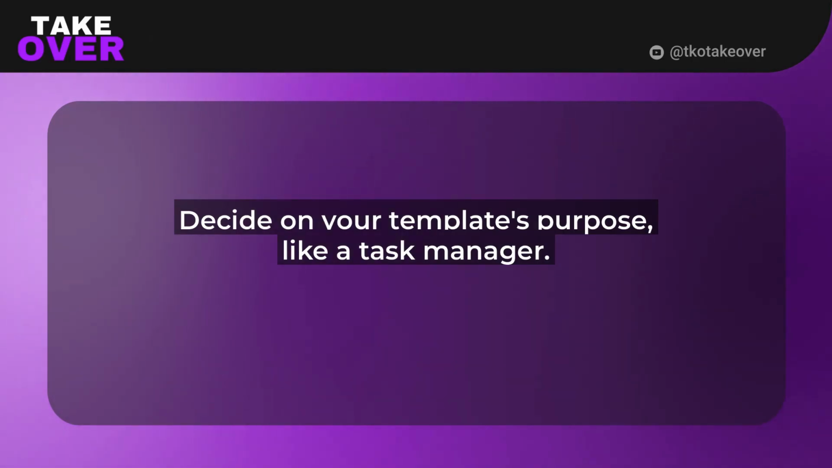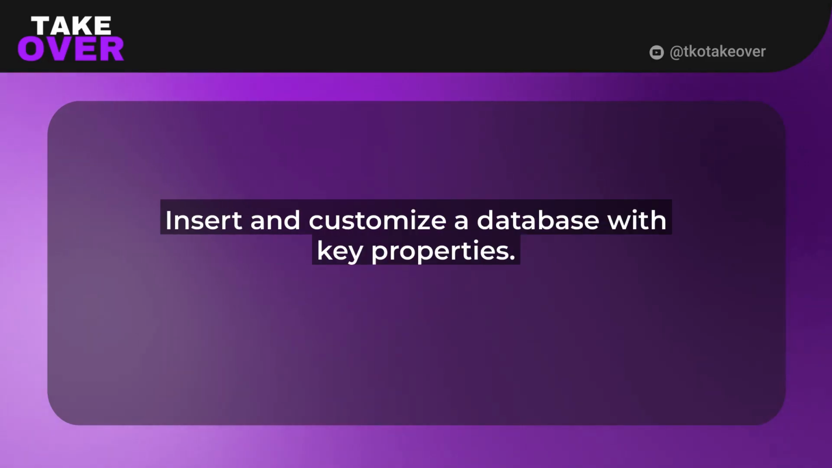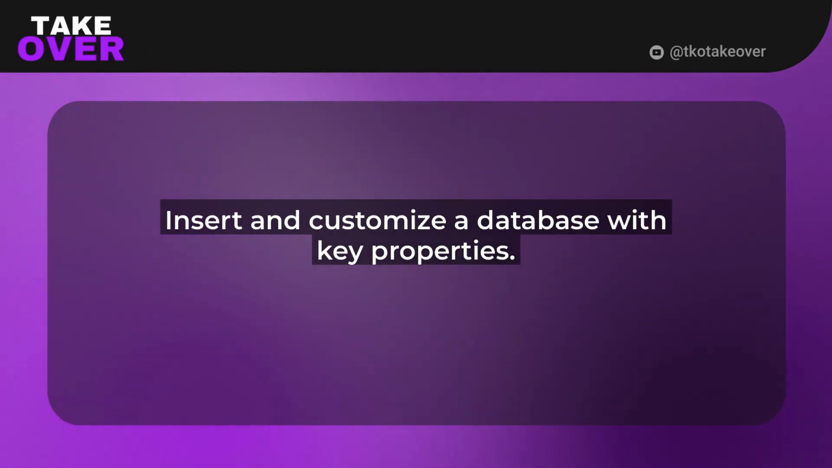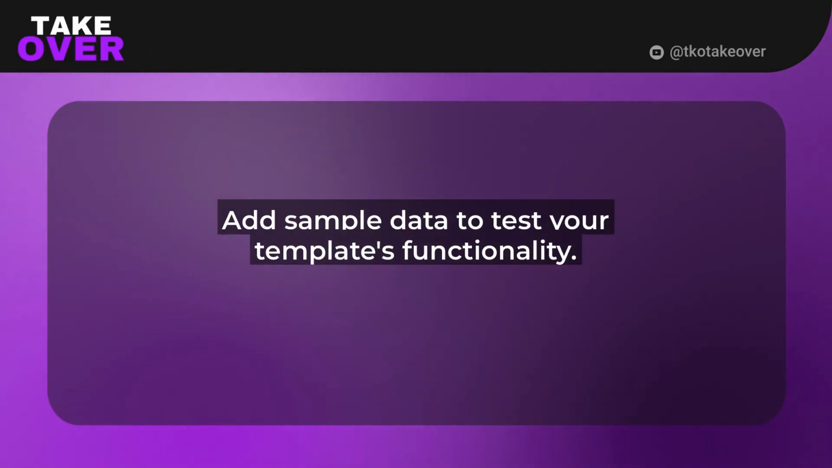Next, add some structure. Go to the page and insert a database by typing and selecting Database. Choose a table view to keep it straightforward. Now, customize your database properties. Add columns like task name, due date, priority, and status. You can set defaults, like making status a select property with options such as to do, in progress, and done.